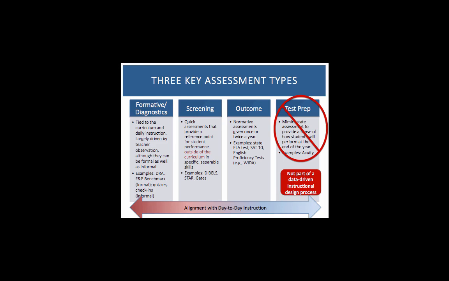The second bucket of assessments that are part of a strong assessment system are screening assessments. These are quick assessments that provide a reference point for student performance outside of the curriculum and outside of the school population. For example, the DIBELS is a measure of code-based skills that can be quickly administered to students in the population and provides information about how students within the school are performing on code-based skills when compared to schools nationally.